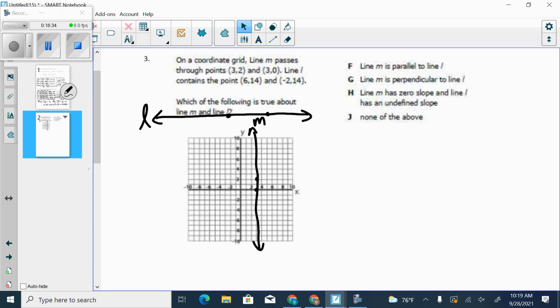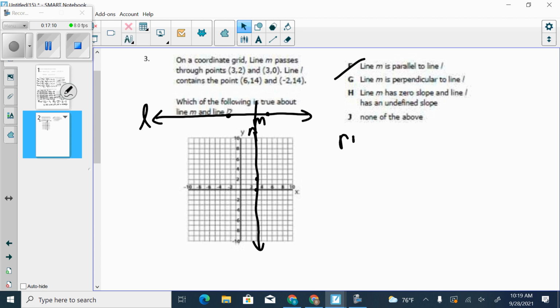All right, so they say which of the following is true about line M and line L. Okay, so F says that these lines are parallel. No, because eventually these 2 lines will cross or intersect. Okay. All right, G says that they are perpendicular. They could be, right? Because a vertical line and a horizontal line, those are going to meet at what kind of angles? Okay, so that could be it.